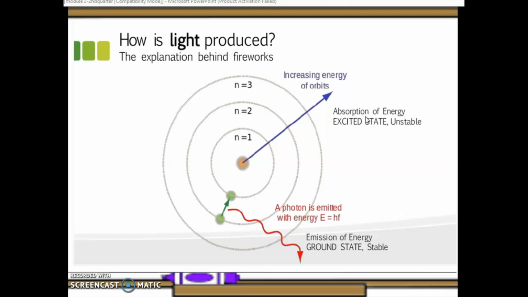Excitation of the electron by absorbing energy raises the atom from the ground state to an excited state. A quantum of energy in the form of light is emitted when the electron drops back to a lower energy level. The light emitted by an electron moving from a higher to a lower energy level has a frequency directly proportional to the energy change of the electron.